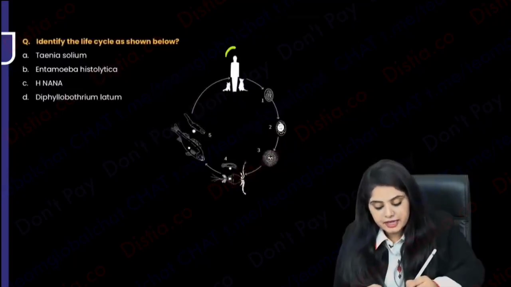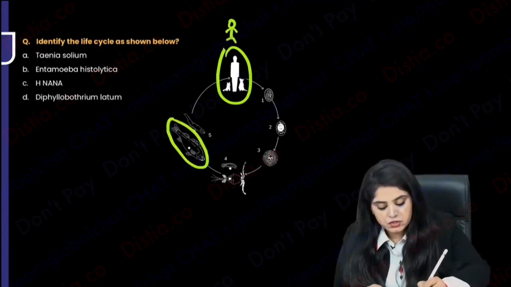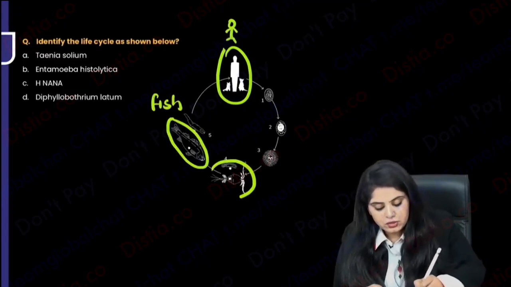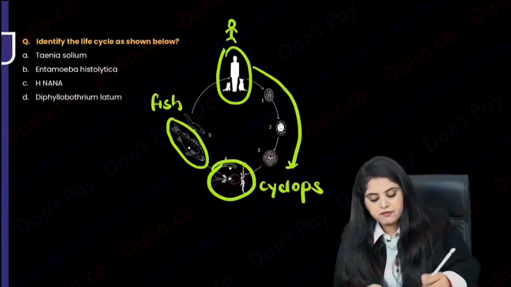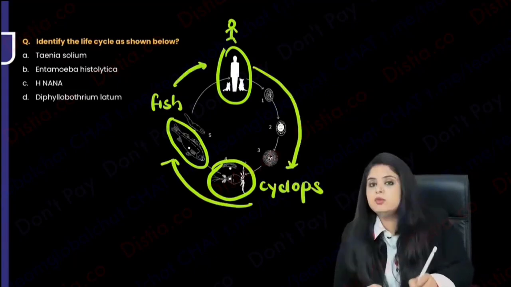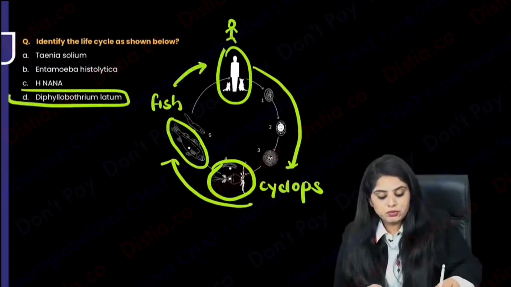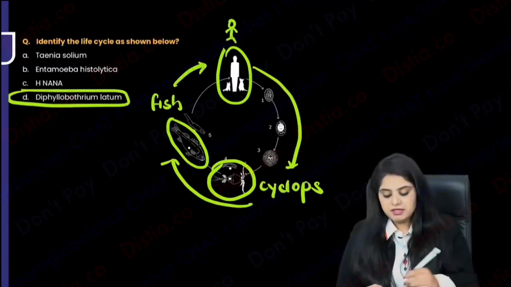Identify the life cycle. I see a human being over here, and I see one big fish over here, and one small one over here, which is Cyclops. So if it is human to the small one to the big fish and back to human, then that is Diphyllobothrium latum. Life is becoming easier, isn't it?